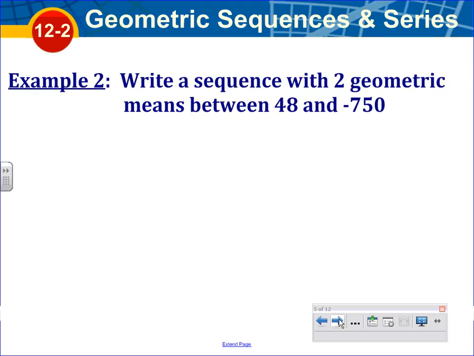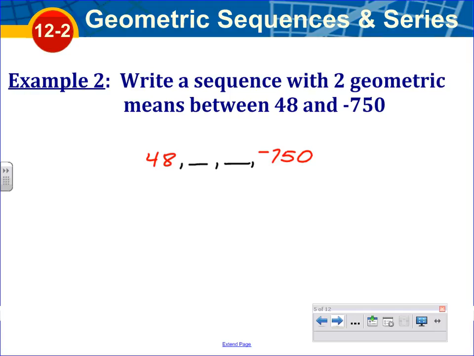Example 2, write a sequence with two geometric means between 48 and negative 750. This is just fun. All right, so same as before. We have our first term, which is 48, and then we're going to have two geometric means, so two spots in between there. They're called geometric means now because it's a geometric sequence instead. And that's what tells you whether you're going to have a D versus an R. All right, so we have to figure out what R is.